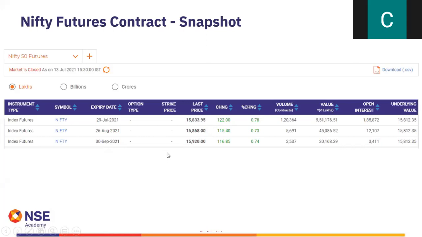And you might be aware that for every contract there will be something called expiry. So this 29th July, 26th August, 30th is nothing but the expiry of the contract. That is, the contract will get closed on that particular day. This day is nothing but the last Thursday of every month, and that will be the expiry date of the contract. Okay.